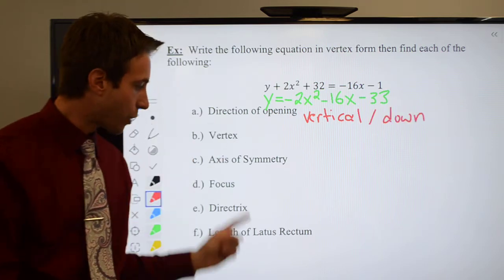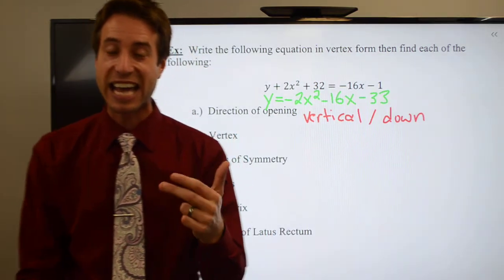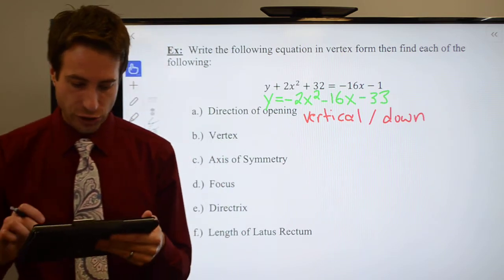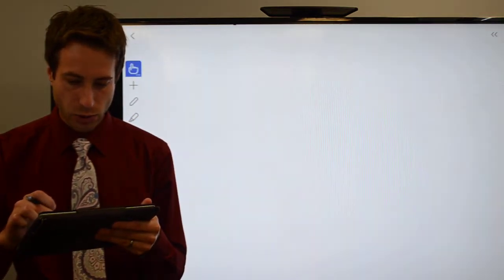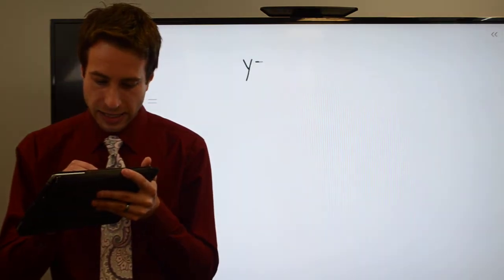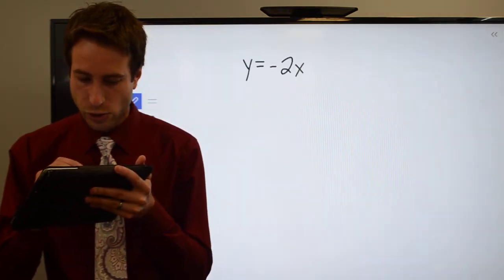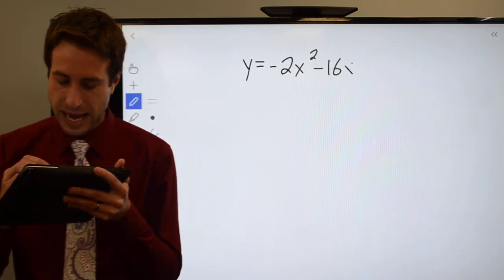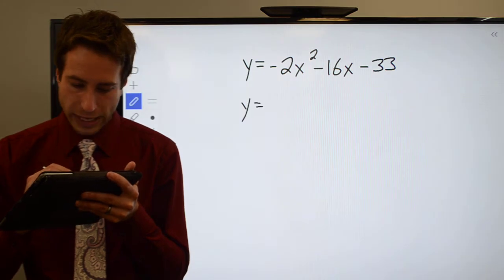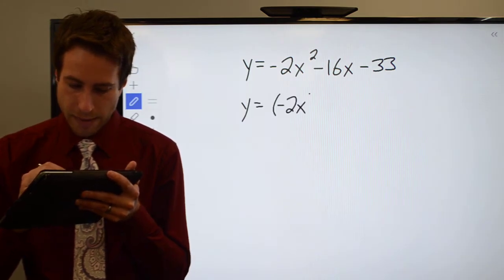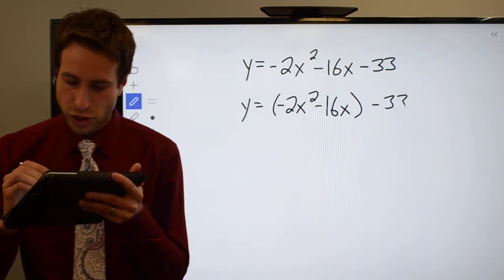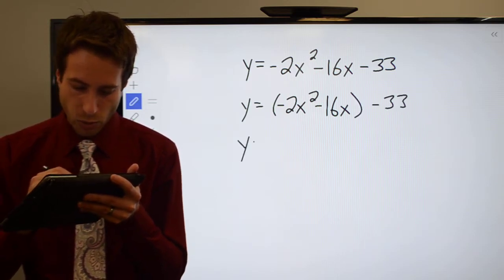But in order to answer the rest of the questions, I need to know the value of a, h, and k. That's going to require me to complete the square. So let's go ahead and jump right into that. We'll do it right down here. Complete the square. Remember, I have y is equal to minus 2x squared minus 16x minus 33. We need to create a space where we can do our work. So we'll go ahead and make a little workshop using parentheses. We'll put everything we want in the workshop inside the parentheses and what we don't want outside.